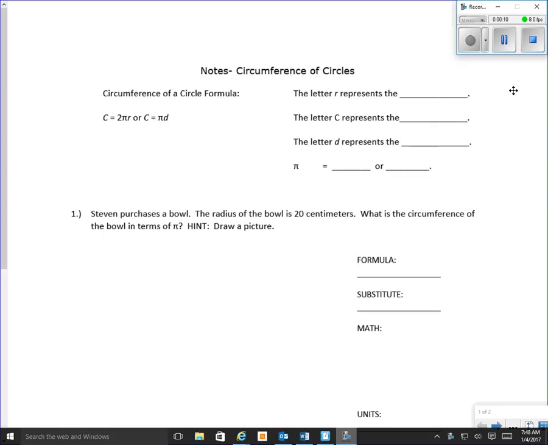So today we are going to be going over circumference of circles. You may have talked about this in bits and pieces in the past, but I think this is the first year that you're actually going to be working with circumference and area of circles.